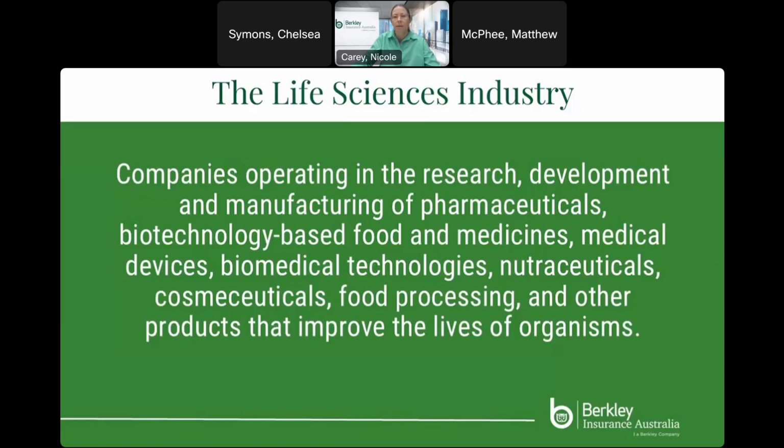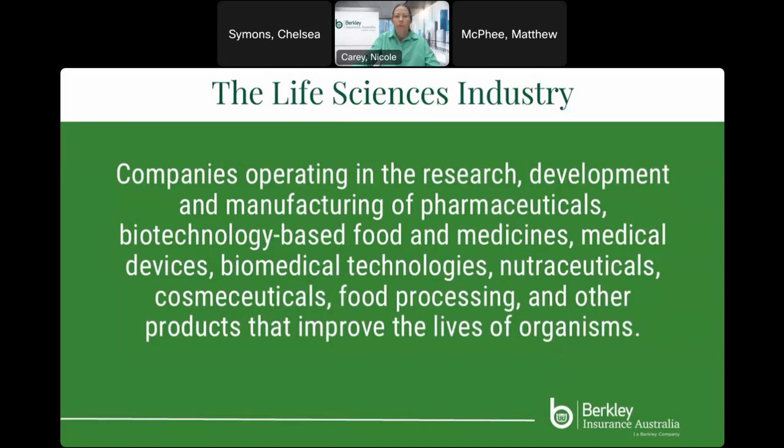So this slide details the types of companies within the life sciences industry. I'm sure you can have a look at that list of companies and agree that there's various exposures which require coverage under a number of different insurance policies. So you've got your property insurance, your public and products liability, professional indemnity, or errors and omissions liabilities that are sitting out there as exposures.